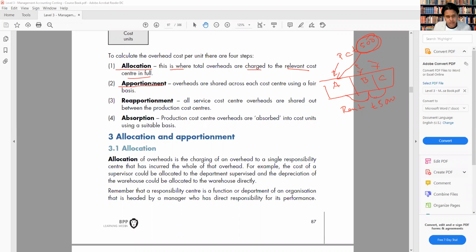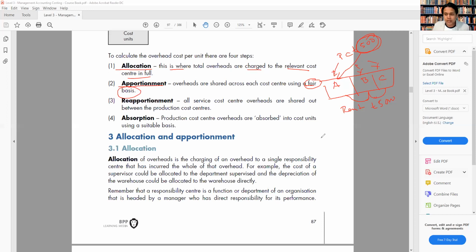Let's look at the definition. It says overheads are shared across each cost center using a fair basis. Now the question here is, what does fair basis mean? The fair basis means the most suitable basis.